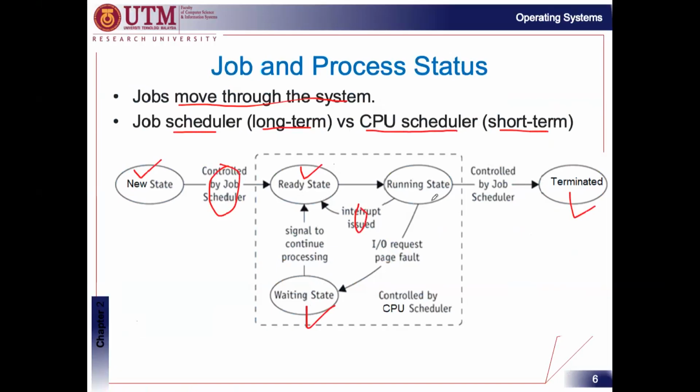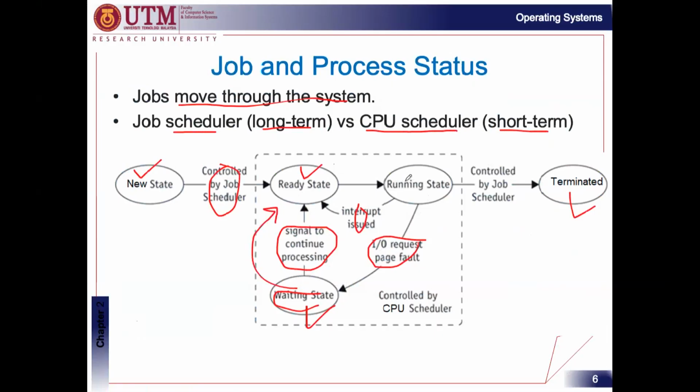And from running state goes to waiting, there is an I/O request or page fault. Okay, there's some method to let them move from one state to another state. Like this running state to waiting state, there is an I/O request page fault. And then from waiting state, there is another interrupt, but here they call it signal to continue processing. Okay, we can say that is another method. We need something to initiate this waiting state going to this state. Similar for the others, like this, except ready to running, right?